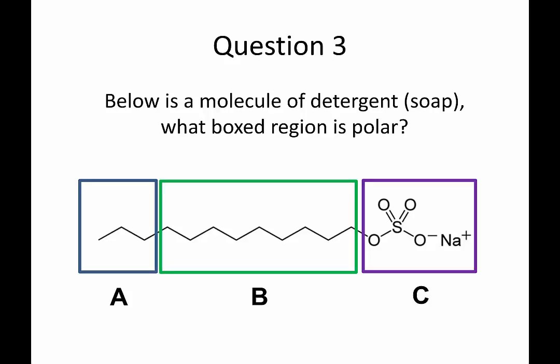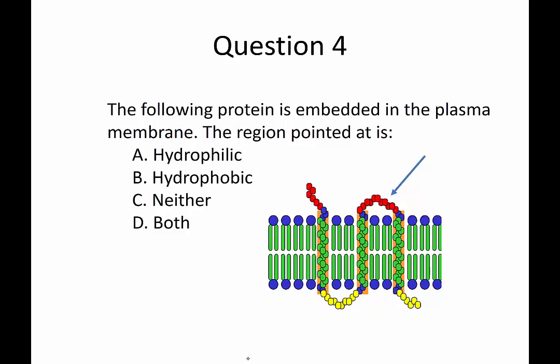Here's question 3. Below is a molecule of detergent, also known as soap. Which boxed region is polar? A, B, or C? Here's question 4. The following protein is embedded in the plasma membrane. The region pointed at or indicated is either A, hydrophilic, B, hydrophobic, C, neither, or D, both.